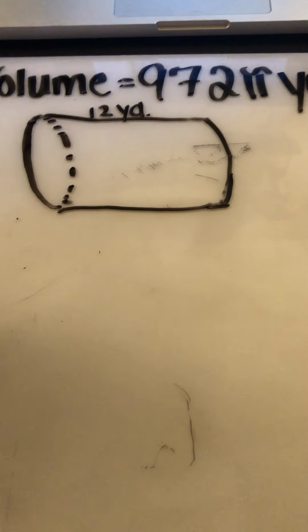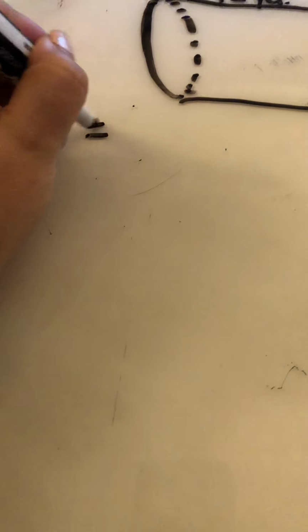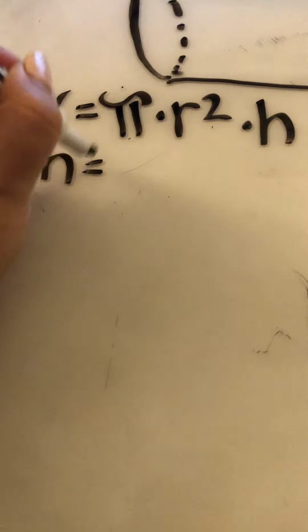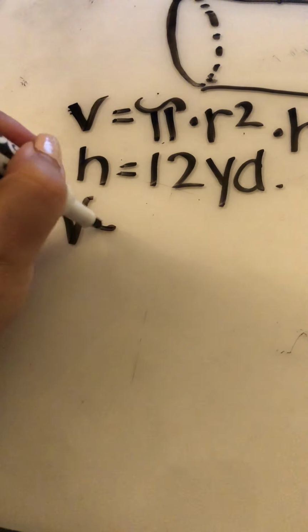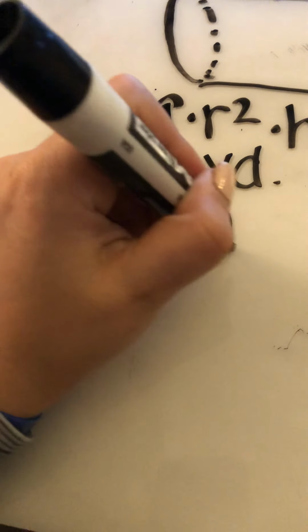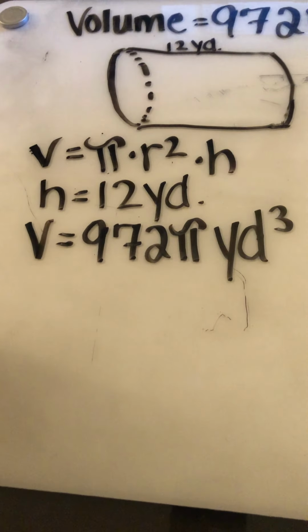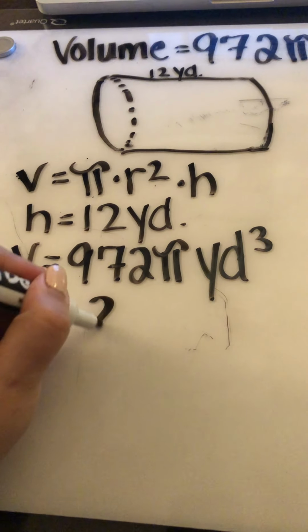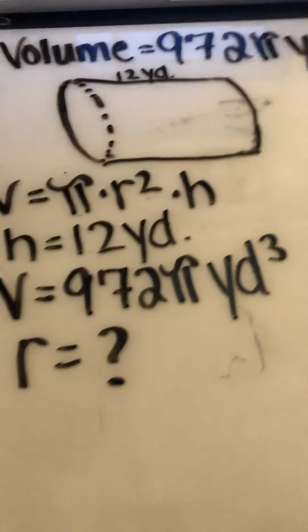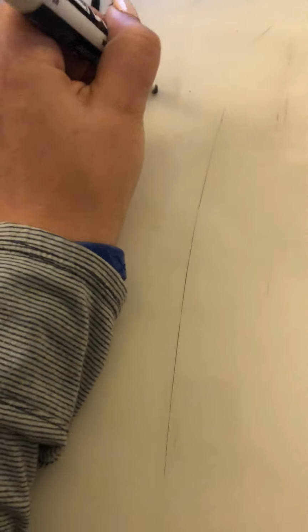So the first thing we want to do still is identify what we are given. So we're working with a cylinder, so we know our formula is still V equals pi times r squared times the height, okay? We are given a height of 12 yards, and we are also given the volume, which was 972 pi yards cubed. Okay, and what are we looking for? We are looking for the radius, so I'll put that radius equals question mark. All right, so let's get started. I'm going to rewrite my formula at the top of my workspace.